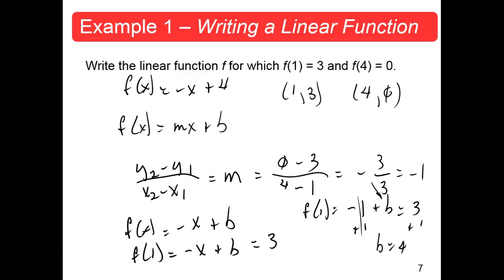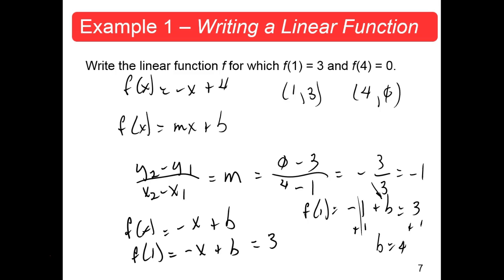So you just plug it in? Pick one of those 2 points. This is just one way to do it. I'll pick the first one. F of 1, you know, is equal to 3, and that's equal to minus 1 times x, which is 1, plus b. Solve for b. So that's how you find it. Okay. Good deal. Any other questions? Great questions, by the way.